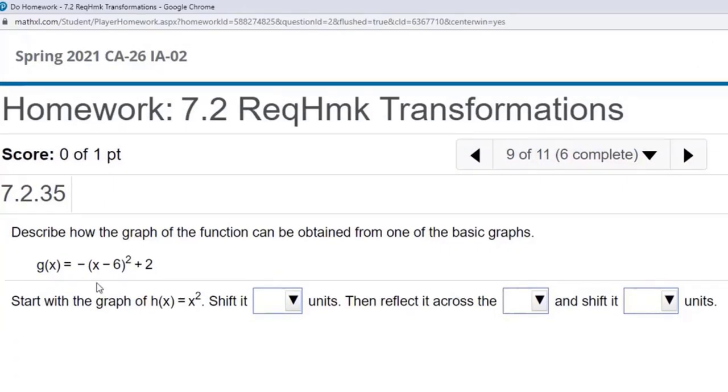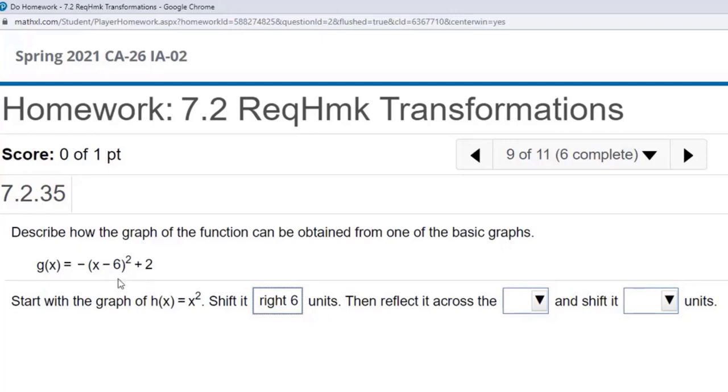All right, here we've got the basic graph of x squared, and they actually give that to us. Now, what are we going to do? We've got two shifts. So let's see what they're talking about. We have a vertical shift, we have a horizontal shift. So shift it, aha. They are talking about the horizontal shift. Shift it 6 units to the right. The opposite direction from what you'd expect. Right 6.